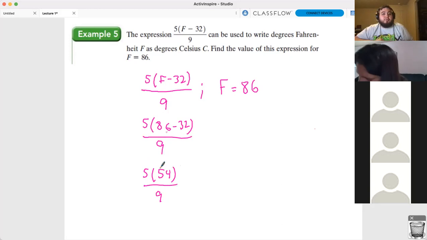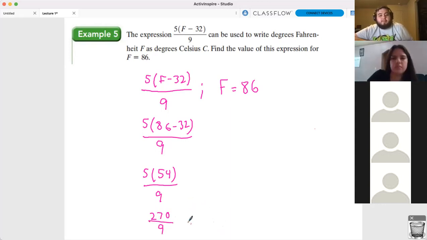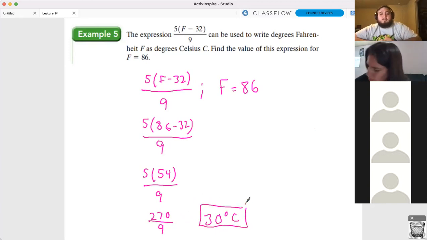Remember, we're doing the steps from PEMDAS. So we did parentheses. Now what's next? On top, we do 5 times 54, which gives us what? 270. So 270 over 9. When you divide that, what do you get? 30. C equals 30 degrees Celsius. And we're done. So 86 degrees Fahrenheit is the same thing as 30 degrees Celsius.